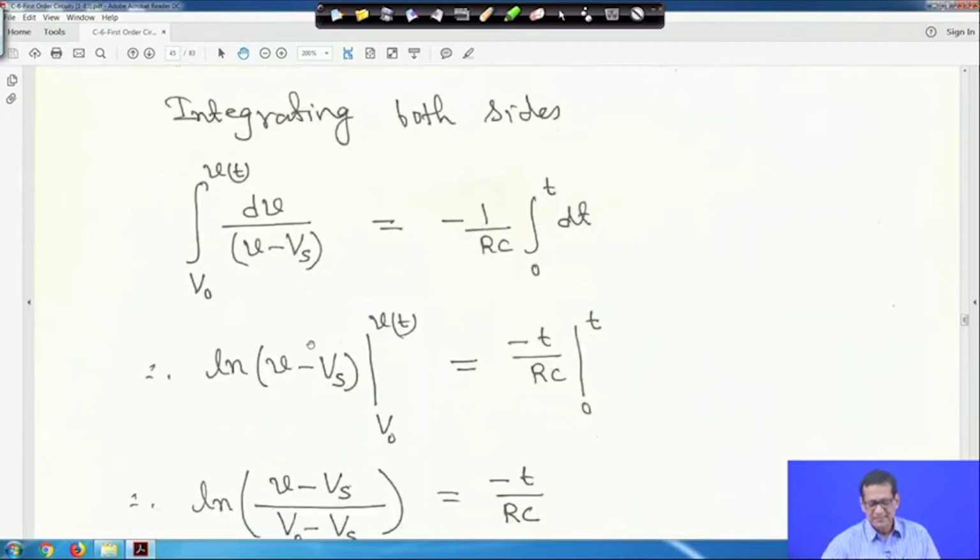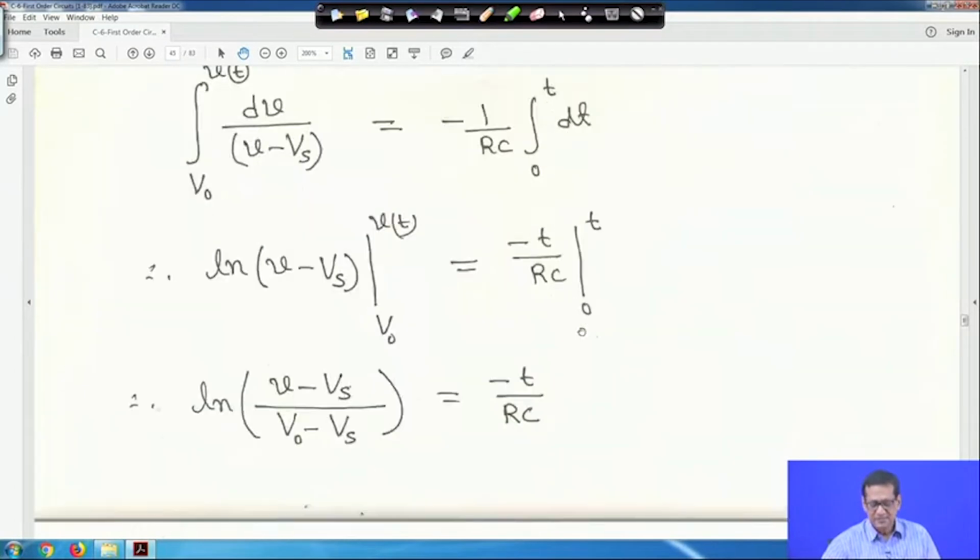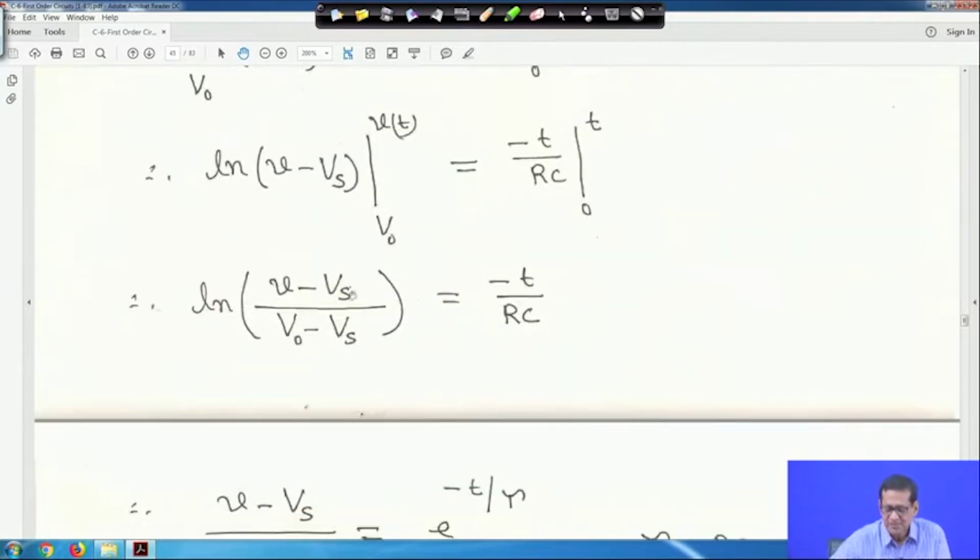So, if you integrate this, it will be natural log ln (v minus vs), with integration limit v0 to vt, equal to minus t upon RC, here also 0 to t. So, this is equal to ln of (v minus vs) upon (v0 minus vs) is equal to minus t upon RC.